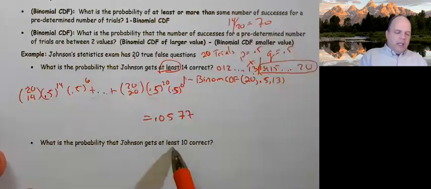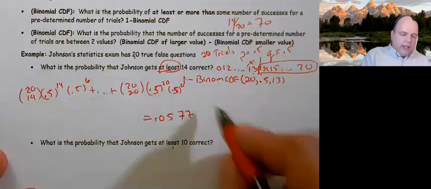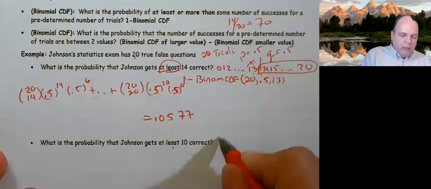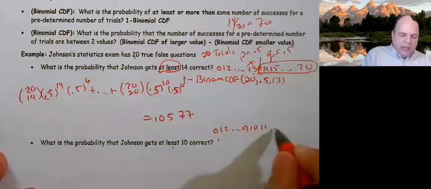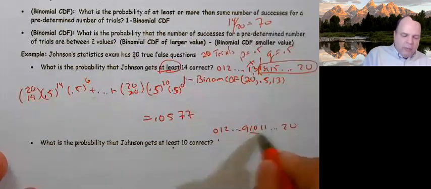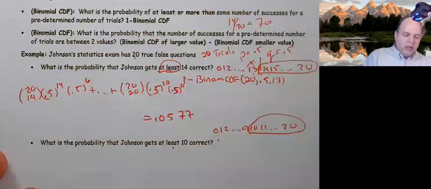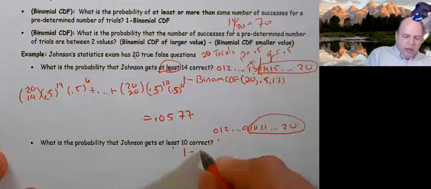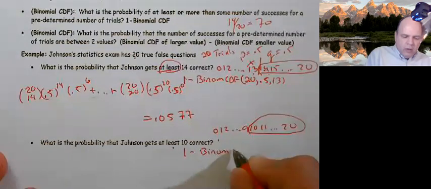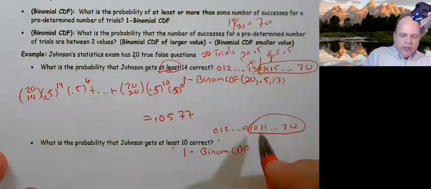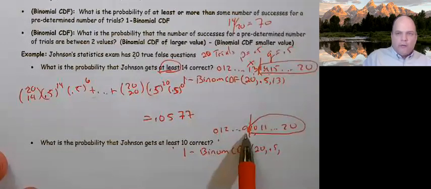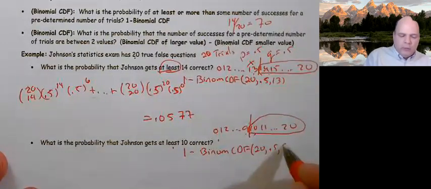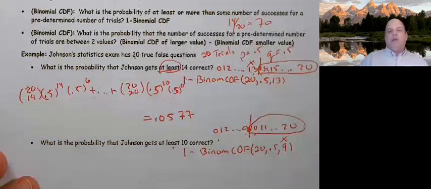What's the probability that he gets at least 10? Well, once again, at least, and I should make my number line: 0, 1, 2, dot, dot, dot, 1 below, 1 above, dot, dot, dot, 20. At least 10. So 1 minus the binomial CDF, and it's a CDF because I have multiple values. My trials is 20. The probability of guessing correctly is 0.5. And the highest value I don't want is 9. So that becomes my X value.